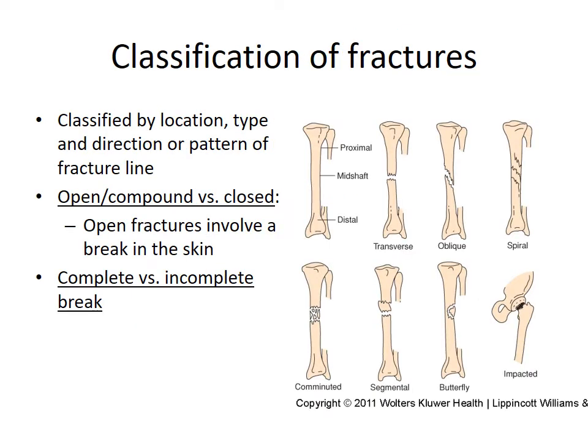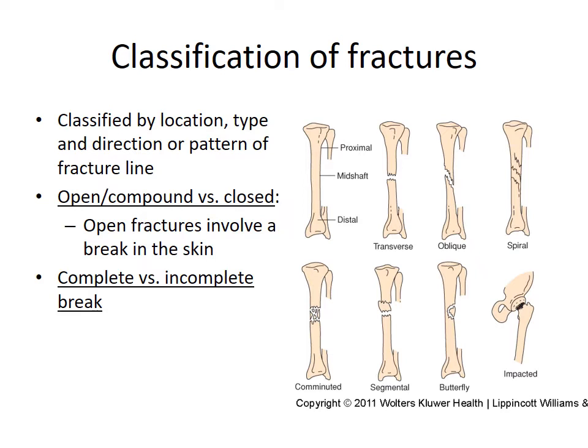So there are a lot of different ways that we can classify fractures. We can classify it based on where it is, the type, the direction, the pattern of the fracture line. The ones we're going to worry about in this class would be an open or compound fracture versus a closed fracture. What this means is an open fracture involves a break in the skin. An open fracture is the same thing as a compound fracture, and we have broken through that first line of defense. Bones can also be broken and have no skin broken around them.